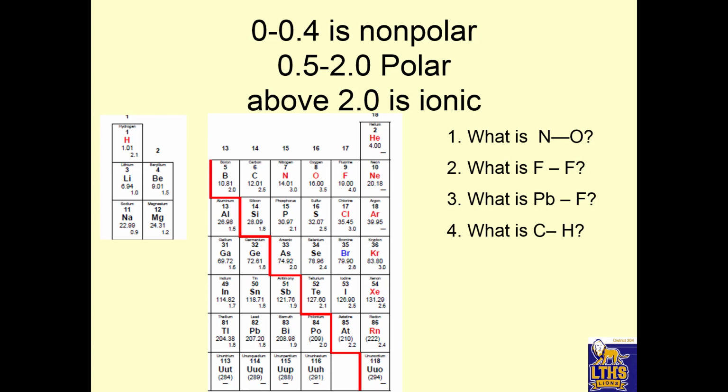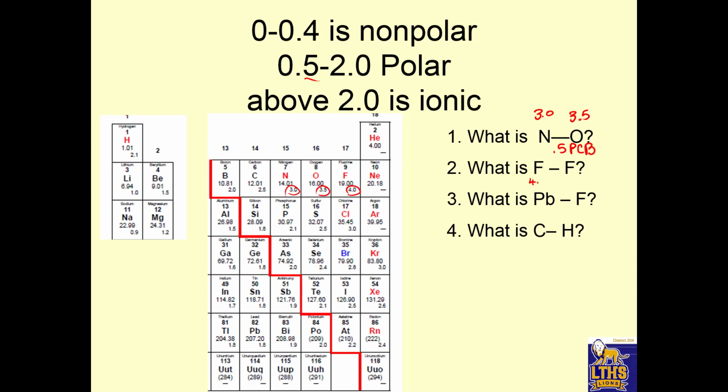All right, so where do you find electronegativity? On the periodic table that you've been using, it's these bottom numbers, right? So what is the NO difference? N is 3.0, oxygen is 3.5. What's the difference? 0.5. Now we're doing the absolute value of the difference, so it doesn't matter how you subtract them, you're going to get 0.5. It says 0.5 is polar, so this is a polar covalent bond that they make.